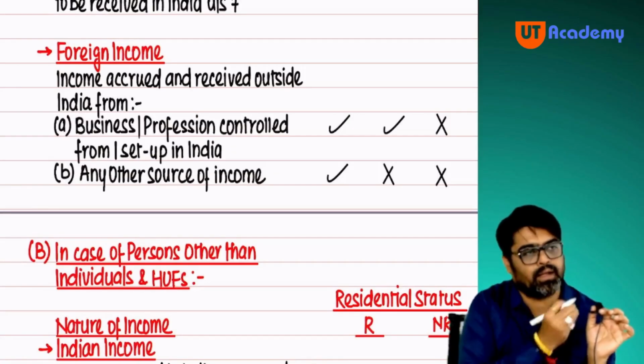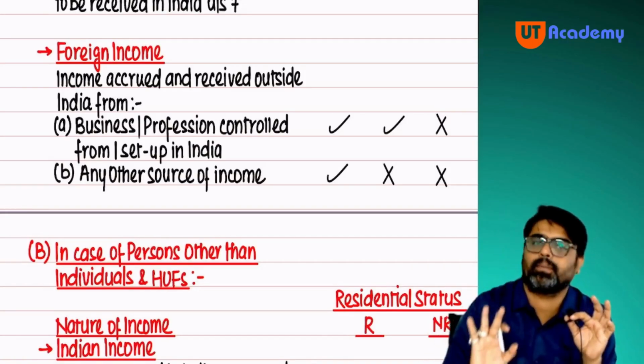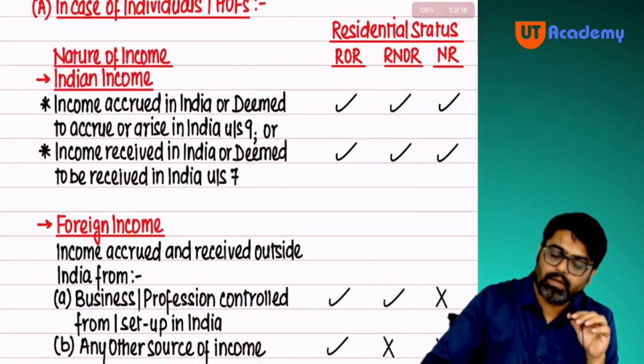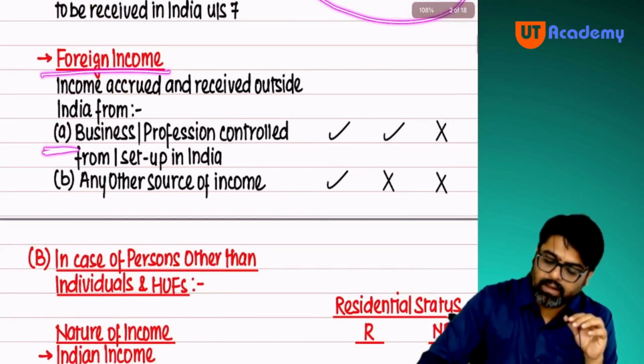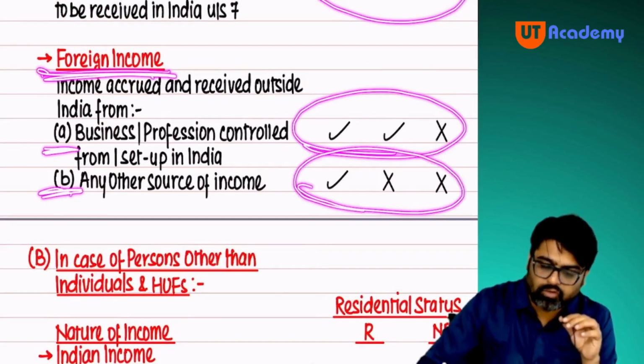Every single thing written over here will be covered. You will not have a single doubt. This chapter is a very easy chapter. Now tell me, if Indian income is there, which income is there? Tick, tick. If foreign income is there, which one? Part A. Tick, tick. If foreign income is there, which one? Part B. Tick, cross, cross.